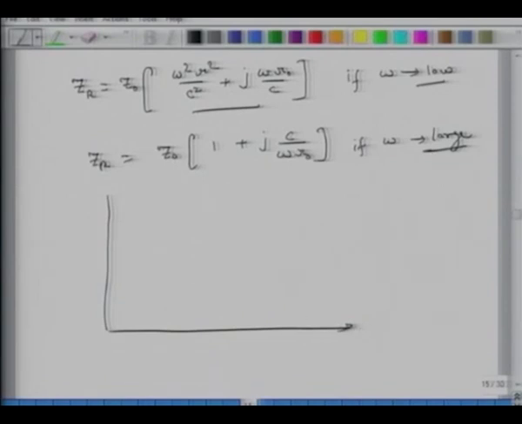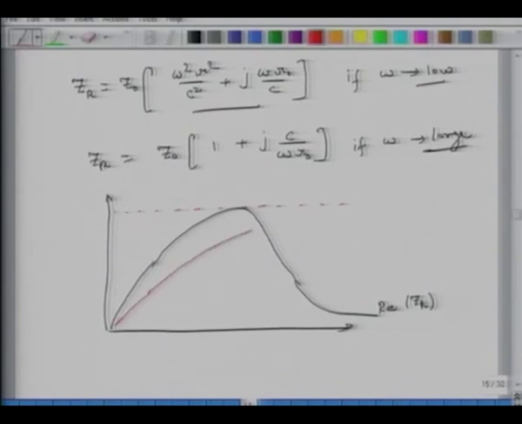So I have here, what I will plot is this, my real component of ZR, and my imaginary component will be something like this, it will be asymptotic. So this is a plot of the different components of ZR, real and imaginary.